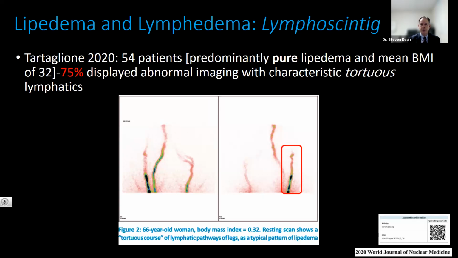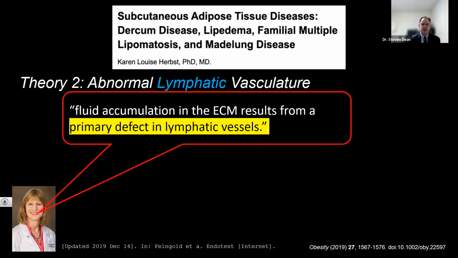Again, there's something unique to the lipedema patient. There is something intrinsically unique to their lymphatics at a large vessel level. And then in this same article, theory number 2 is an abnormal lymphatic vasculature, where she states this fluid accumulation in the extracellular matrix or the interstitium results from a primary defect in the lymphatic vessels. It could be micro, could be macro.